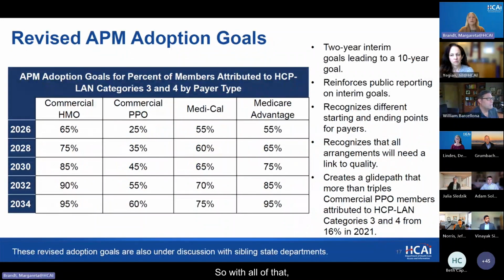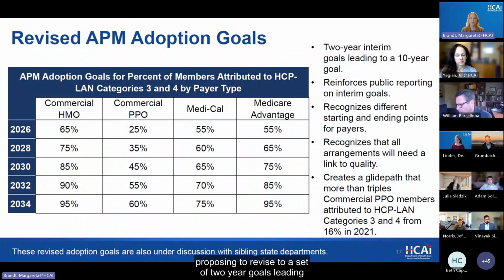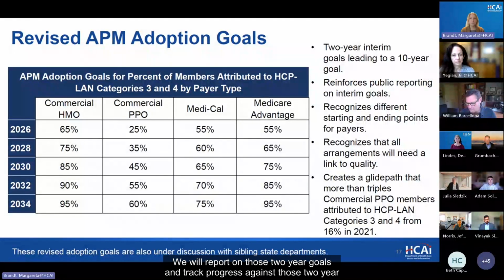So with all of that, these are our proposed revised alternative payment model adoption goals. And note that we are still continuing to seek feedback, especially from sibling departments, on these goals. And these will be shared with the board next week. The key changes we want to emphasize here is that we are proposing to revise to a set of 2-year goals leading to a 10-year end goal. So I want to emphasize that there will be 2-year goals. We will report on those 2-year goals and track progress against those 2-year goals.